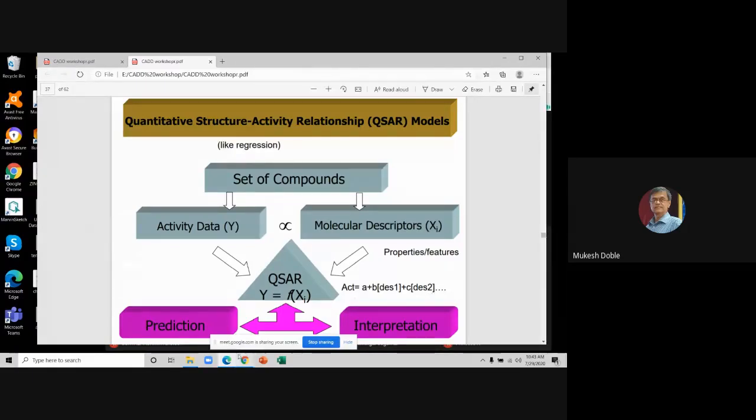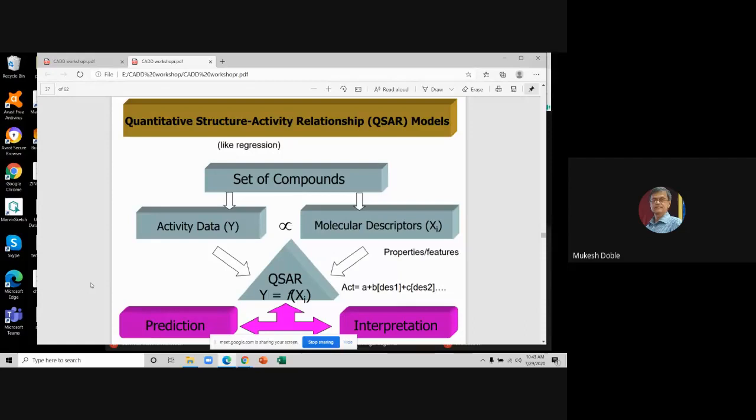Like I said, I can use it for prediction. If I have a new molecule I think of, and I don't know its activity value, I can calculate the descriptors of that molecule, put them in the QSAR equation which I have developed, and I can predict the activity. So that's the advantage: I can predict the activity of new unknown molecules if I have a QSAR equation.